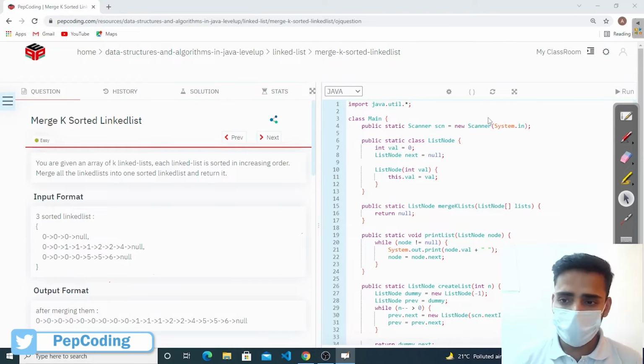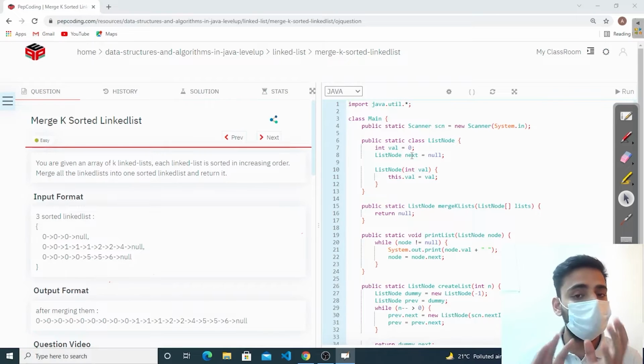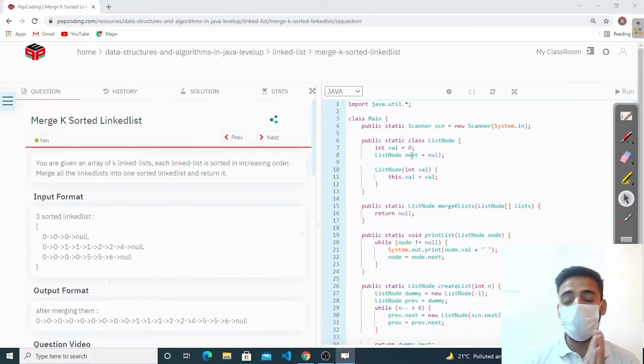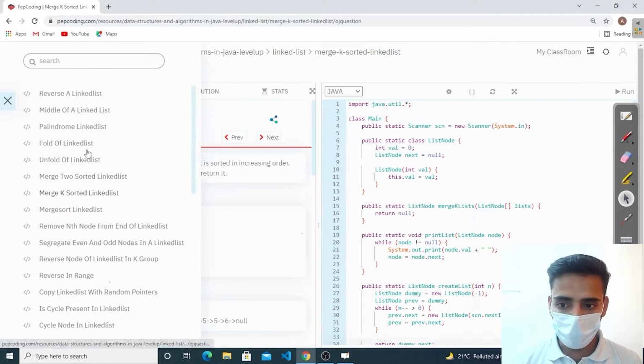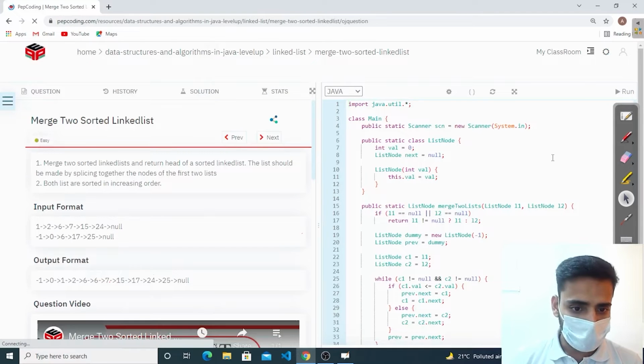So I'm just going to copy the code from the previous part. If you haven't watched that video, please go and view that video first. So let me take that code from there first. This was the question, merge two sorted linked lists.